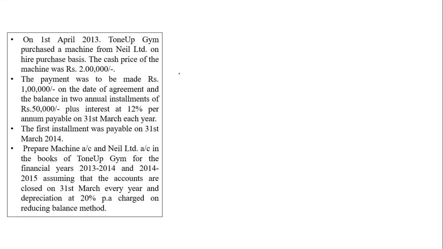Tone Up Gym purchased a machine. On 1st April, you purchase a machine from Neil on hire purchase basis. The cash price of the machine was 2 lakhs. The payment was to be made: rupees 1 lakh on the date of agreement, and the balance in two installments of 50,000 plus interest. This statement means a lot.